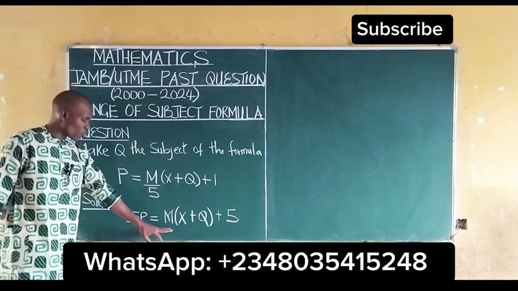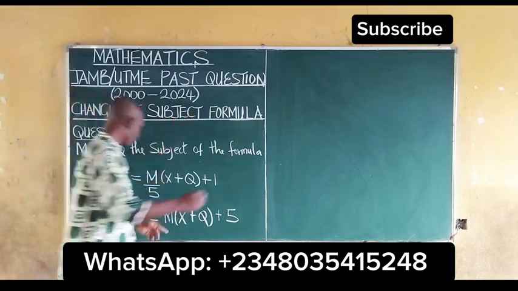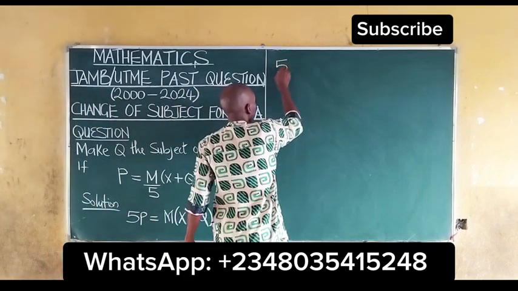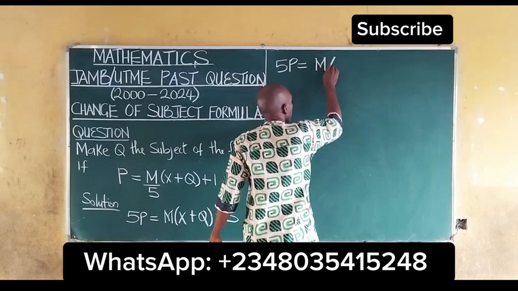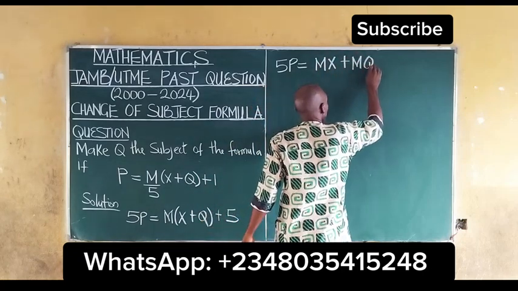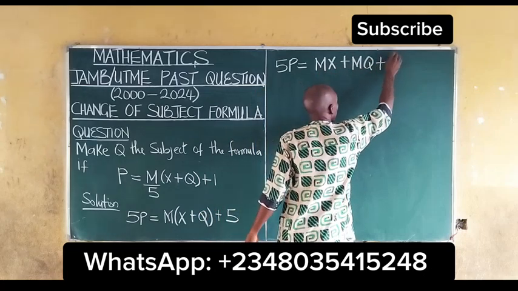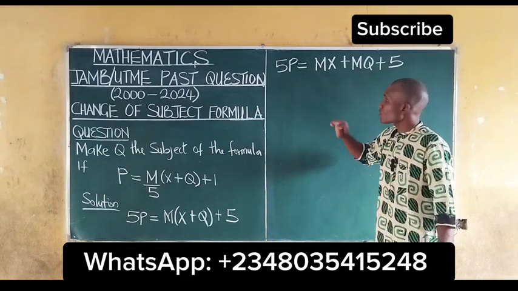So the next thing to do is to open this bracket. If we open this bracket, we'll get 5p equal to 5mx plus 5q. Of course, we are asked to make q the subject of the formula.